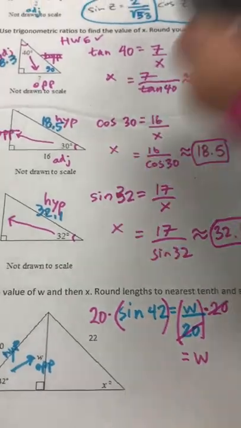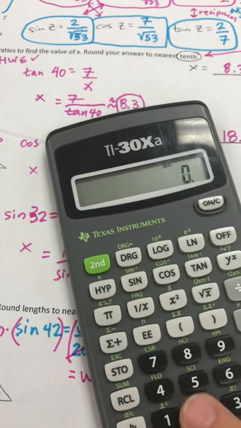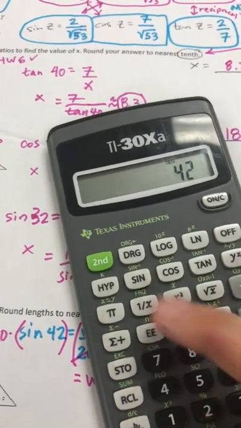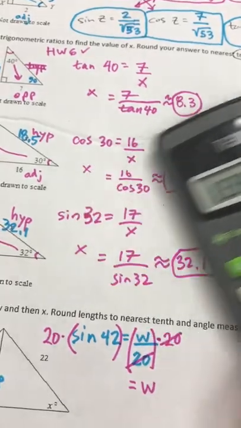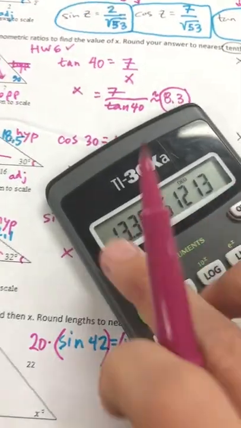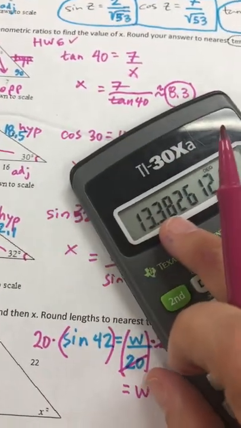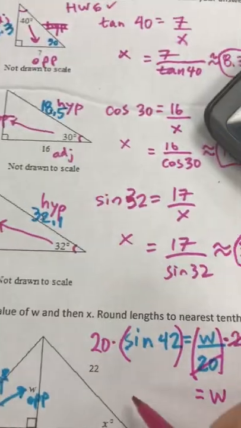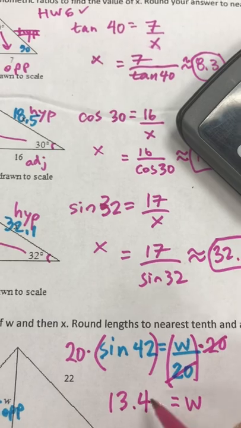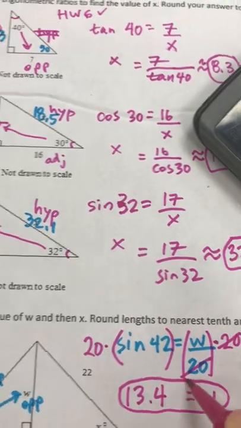This I got to type in the calculator. So 20 times 42 sine, enter. That's what I want. It says round to the nearest tenth. Okay, 13.4. Round the length to the nearest tenth. So that's 13.4. Okay.